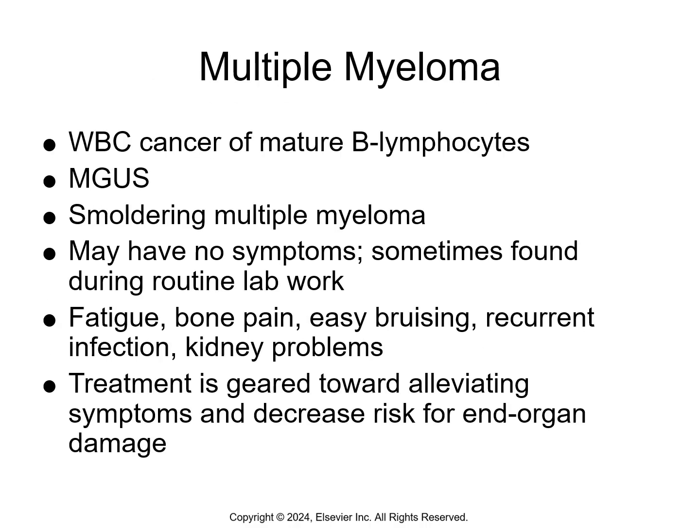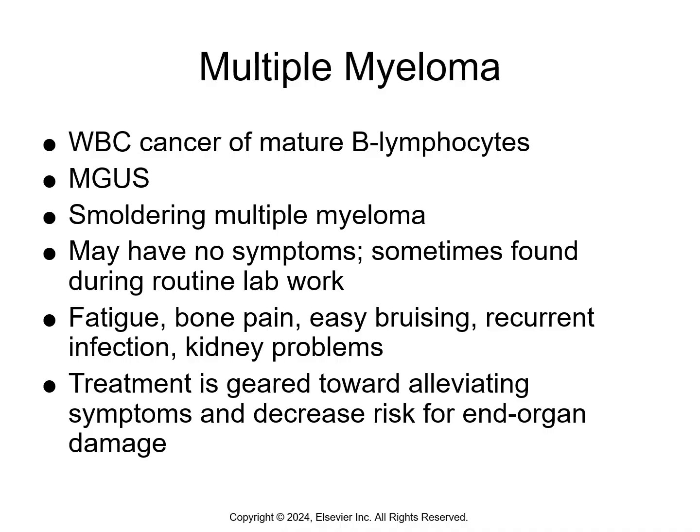Multiple myeloma is a cancer of mature B lymphocytes, specifically plasma cells. Plasma cells normally make antibodies. In multiple myeloma, they make abnormal proteins that damage organs. The MGUS and smoldering myeloma. MGUS is abnormal protein, but no major symptoms yet. Smoldering myeloma is early stage and still often asymptomatic.